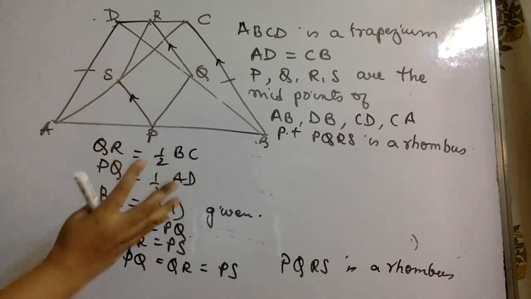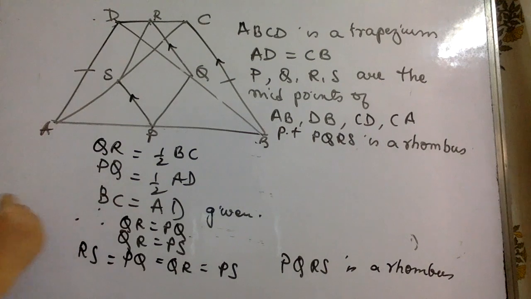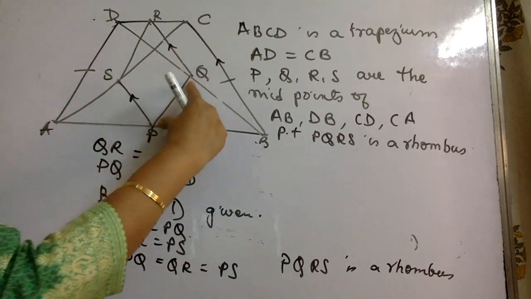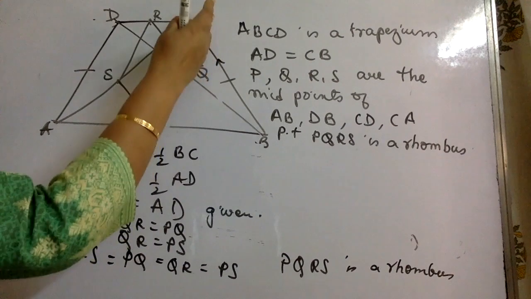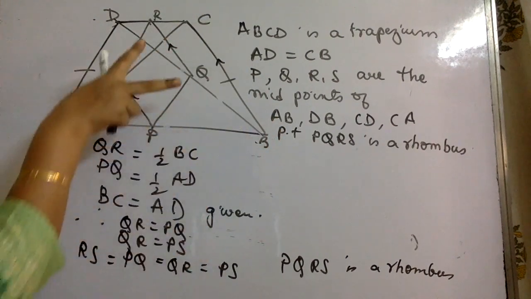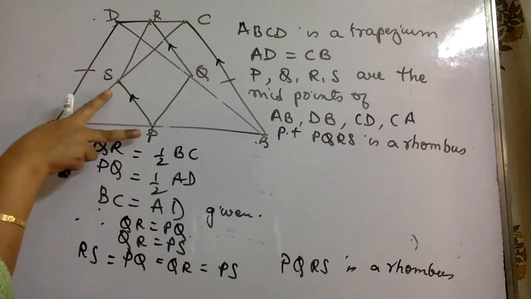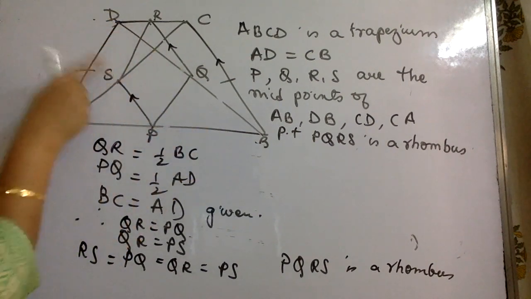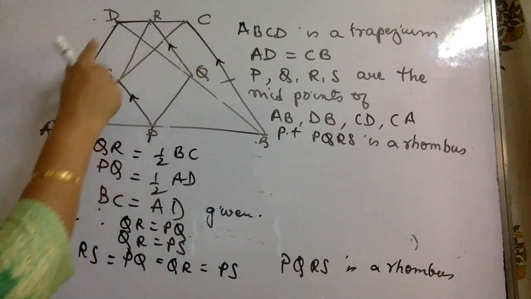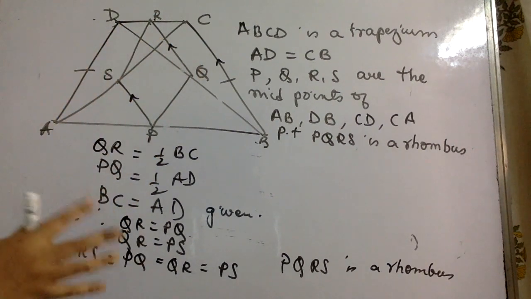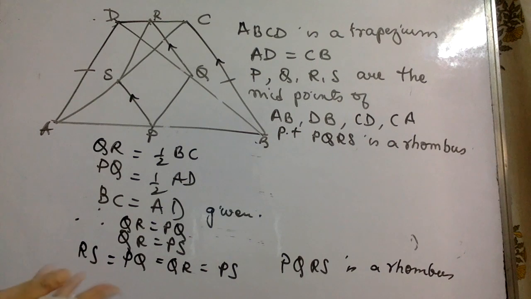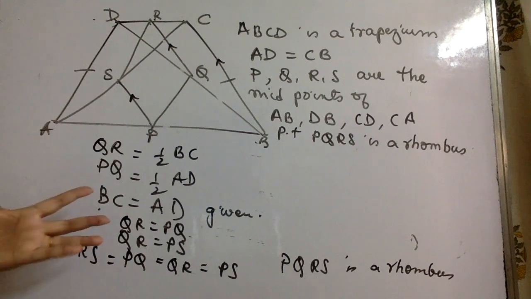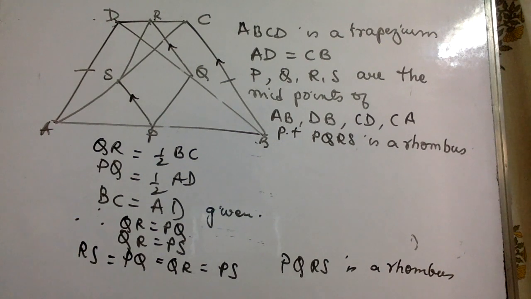But then we start one more proof now. The second proof is PQ is equal to half of this line, but this was equal to this. So finally this PQ is equal to half of BC. So we come to the conclusion, RQ is equal to PQ is equal to PS, and PQ is already equal to SR. Therefore, all four sides are equal. Since all four sides are equal, this becomes a parallelogram, a rhombus. So first we prove it as a parallelogram and then we prove it as a rhombus.